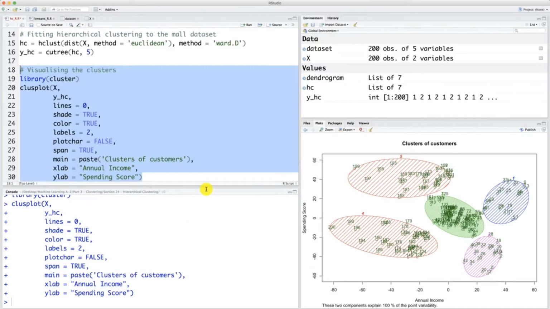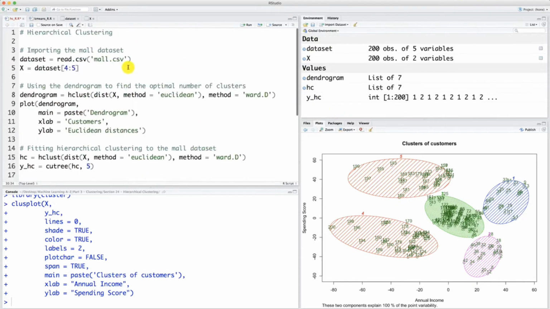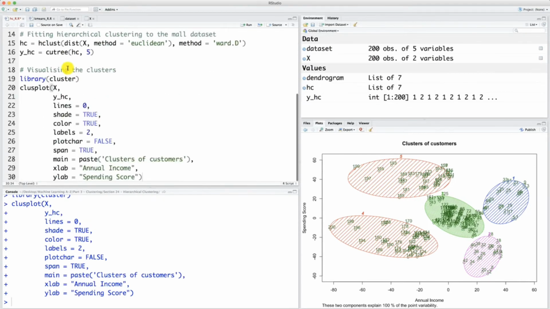Alright, so we are done with hierarchical clustering in R. If you want to reuse this code for your business problem, it's very easy. You just have to change the name of the dataset here, then change the indexes of your columns of interest just below. However, if you do clustering in more than 2 dimensions, don't execute the last section, visualizing the clusters, because it's only for 2 dimensions.